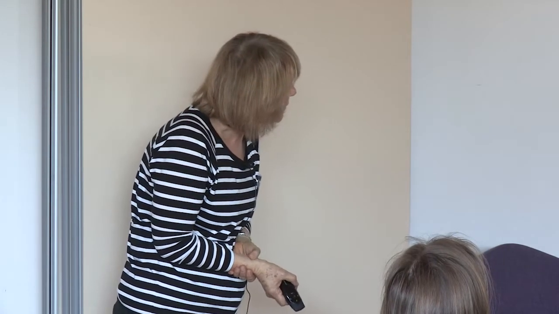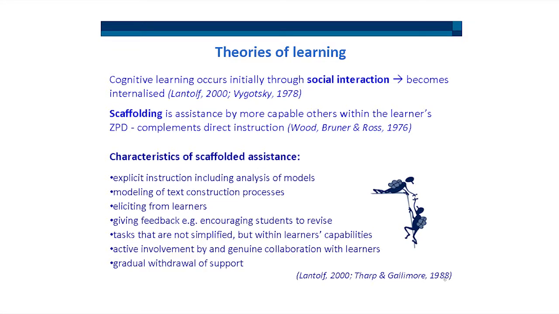Characteristics of scaffolded assistance, as set out by Lantolf and Tharp and Gallimore, are that it includes explicit instruction, including analysis of models. It includes modelling of text construction processes. It involves eliciting from learners and giving feedback to learners, e.g. encouragement to revise their first drafts. It should utilise tasks that are not simplified, but that are within learners' capabilities.